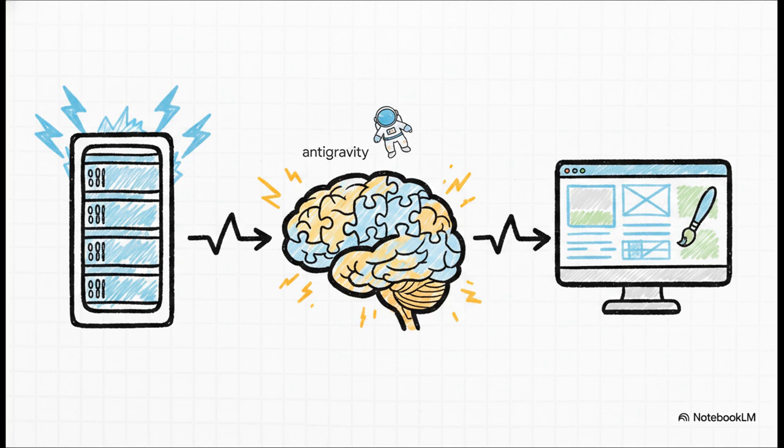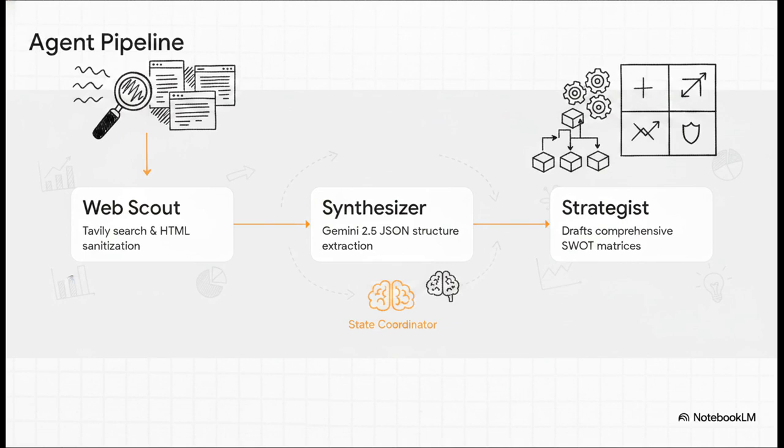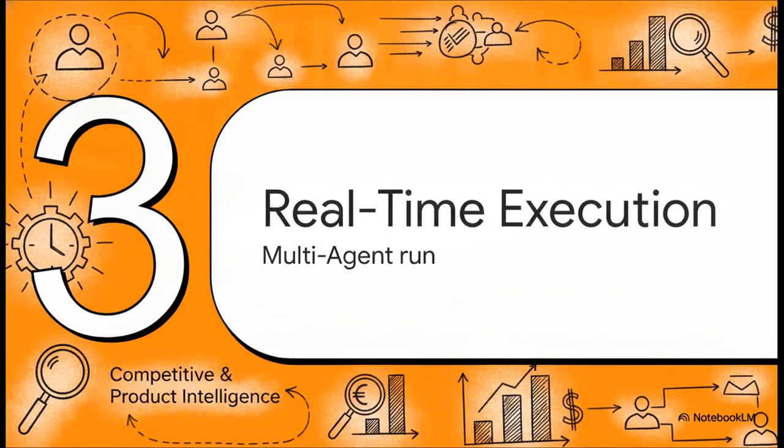Oh, and a really fun behind-the-scenes fact, this entire project was pair-programmed alongside Antigravity directly in our IDE. The architecture features 3 highly specialized subagents, and they're all seamlessly managed by a central state coordinator. First up, we have the Web Scout. This agent actively queries Tavily Search and sanitizes the raw HTML. It passes that right over to the synthesizer, which uses Gemini 2.5 Flash to pull out and structure the exact features and pricing data. And finally, the strategist agent steps in, taking all of that structured data to draft comprehensive SWOT matrices.